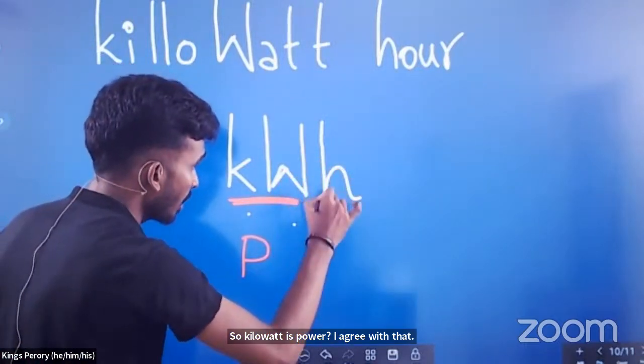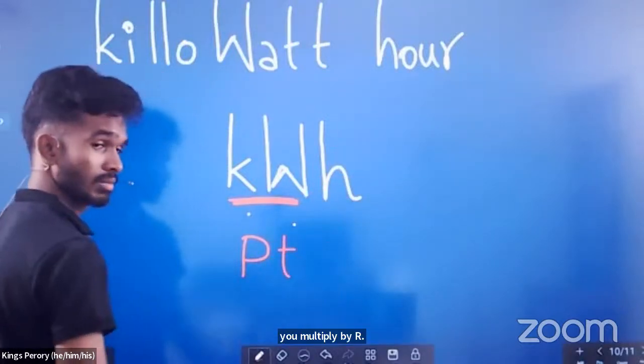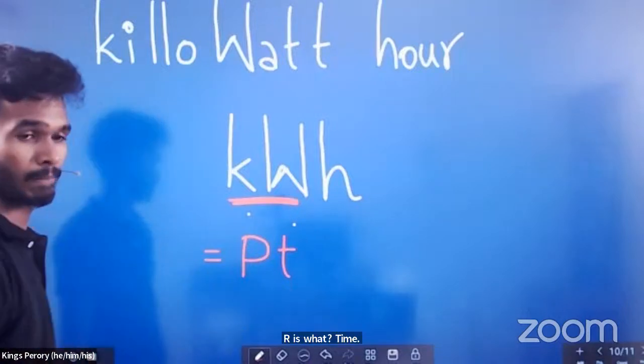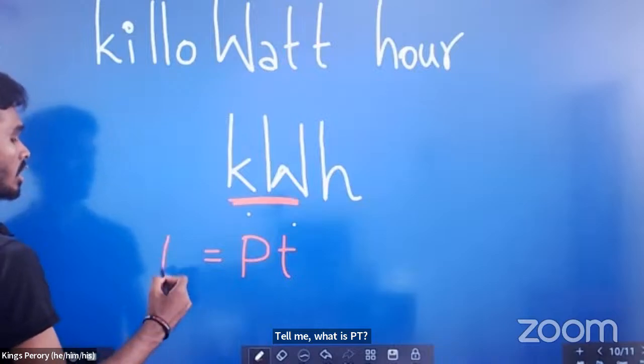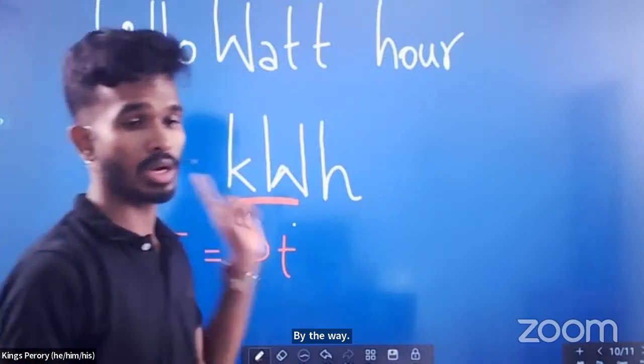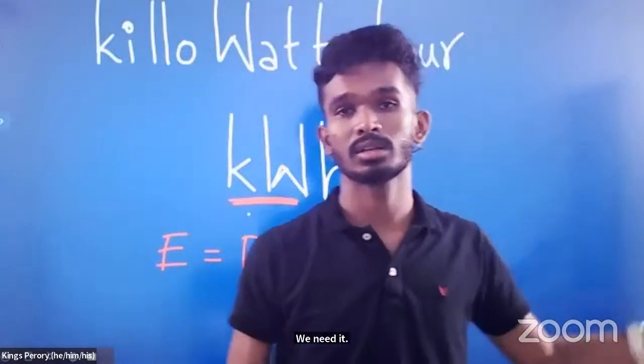You multiply by T. T is what? Time. Tell me, what is P times T? Energy. So kilowatt hour is a unit used to measure energy, not power.